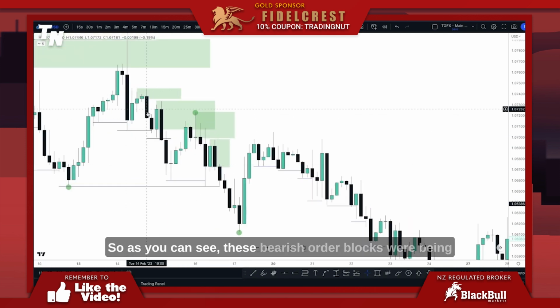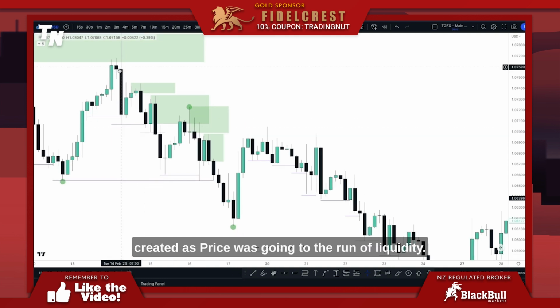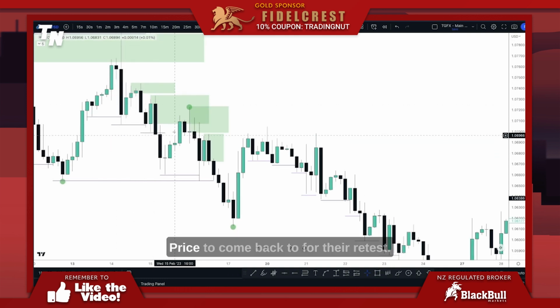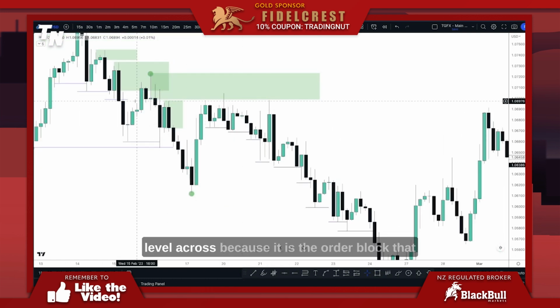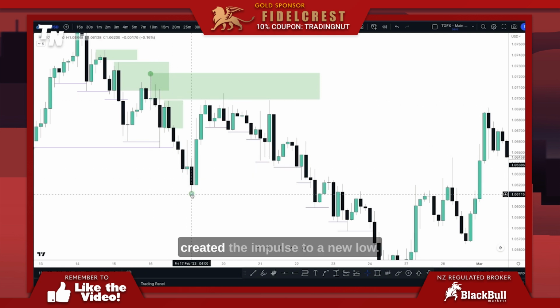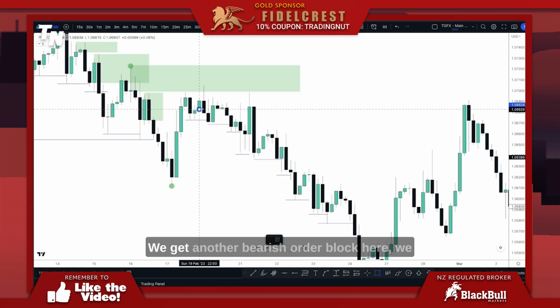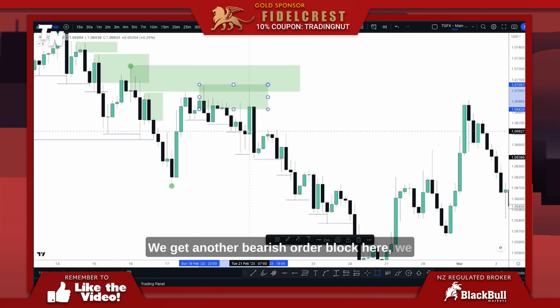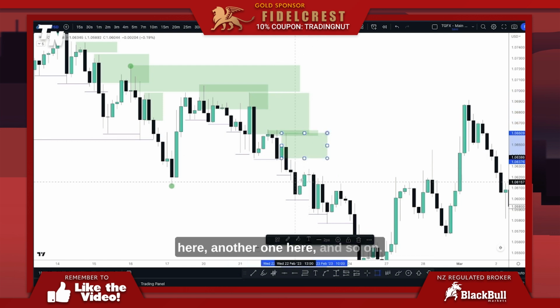So as you can see, these bearish order blocks were being created as price was going to the run of liquidity. And there are actually points of interest for price to come back to for their retest. So I'm going to go ahead and drag this level across because it is the order block that created the impulse to a new low. And once again, the cycle continues. We get another bearish order block here. We get another bearish order block here, another one here, another one here, and so on.